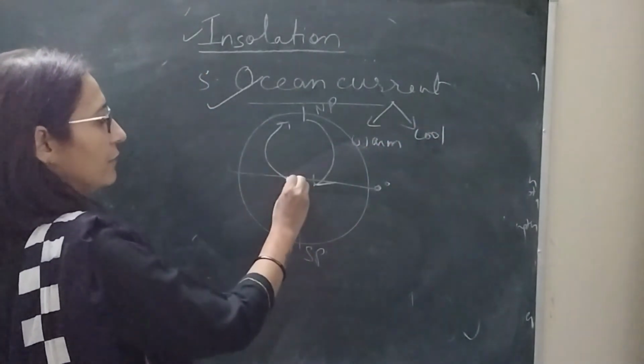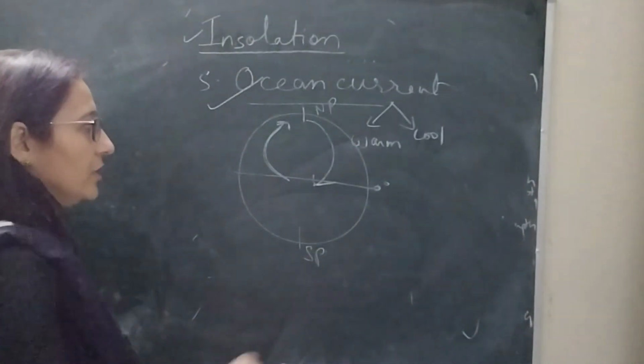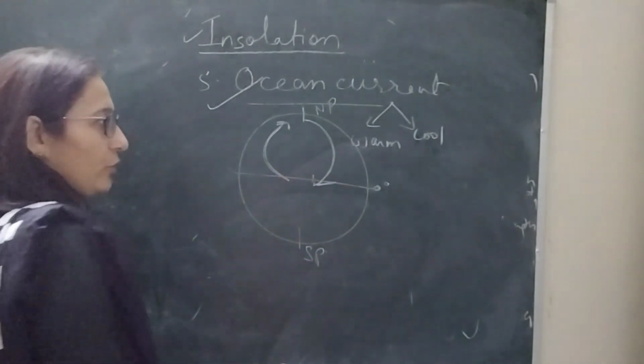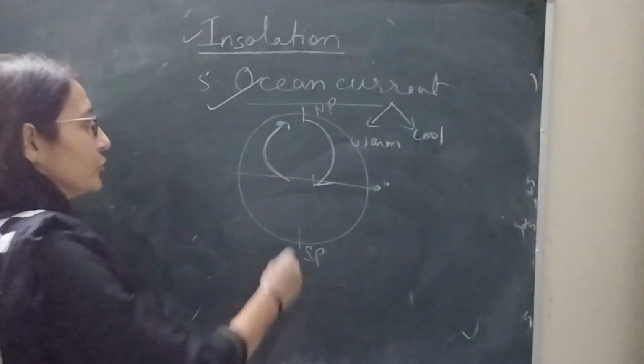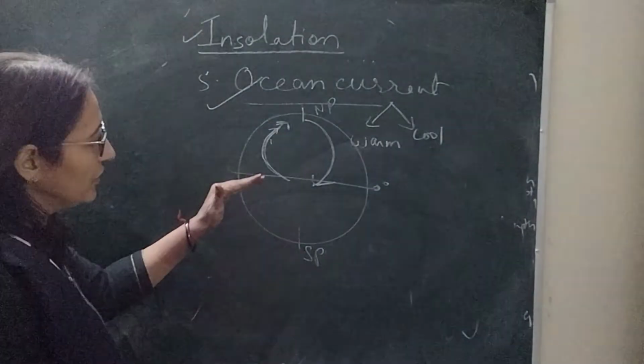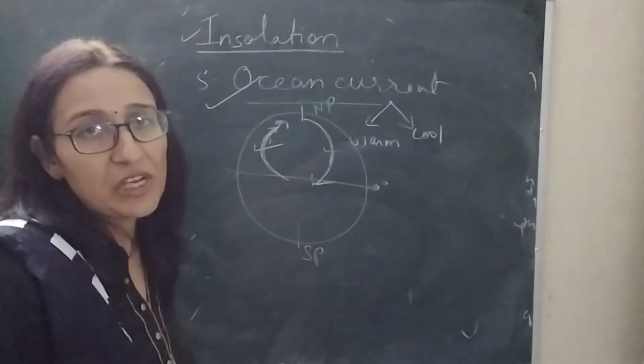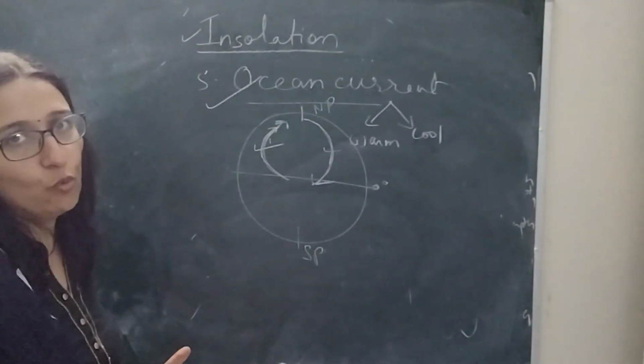Warm means when the water moves from the equator to the poles, that is a warm ocean current. And when the water moves from the poles to the equator, that is a cool ocean current. So wherever warm ocean currents move near the coastal parts of the continents, that makes the temperature warm. And wherever cool currents move near the coastal areas of a continent, that makes the temperature cool.